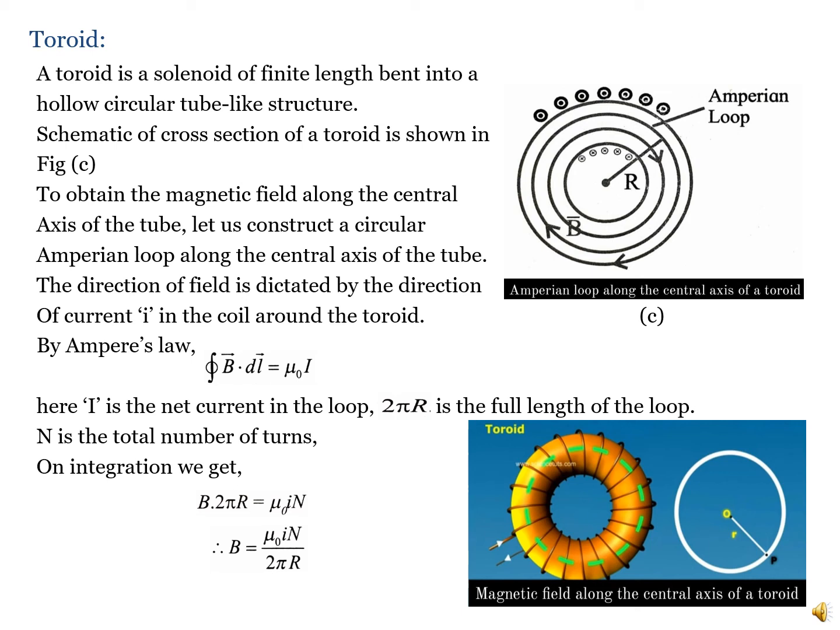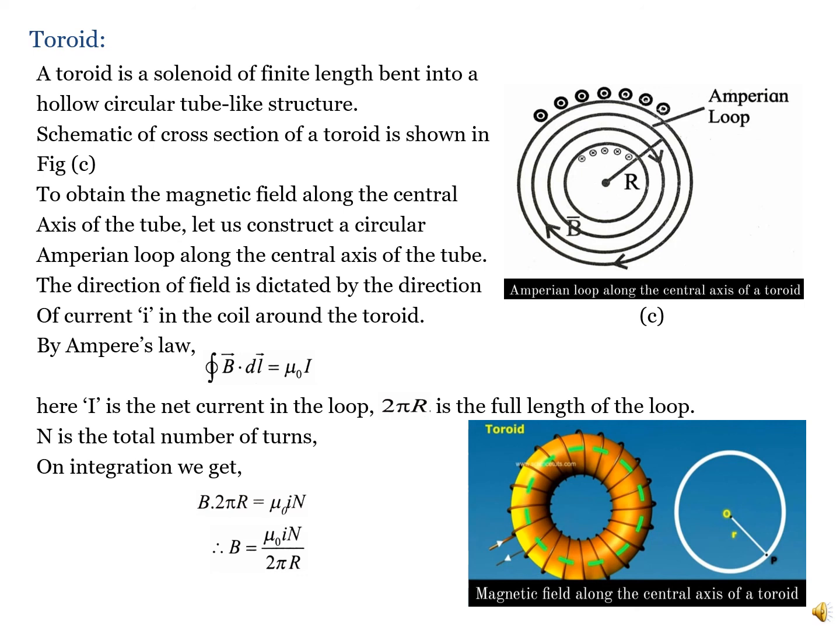Using Ampere's law and considering the symmetry of this structure, we can obtain the magnetic field along the central axis of the tube. We know that to apply Ampere's law, we have to imagine a circular Amperian loop along the central axis of the tube. So consider the Amperian loop along the central axis. The magnetic field lines are concentric circles in the toroid. The direction of the field is given by the direction of current I in the coil around the toroid.